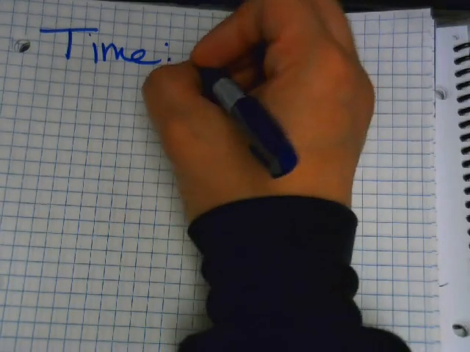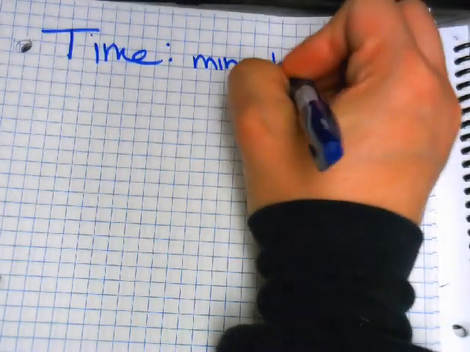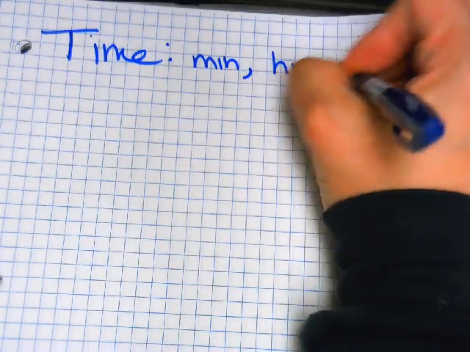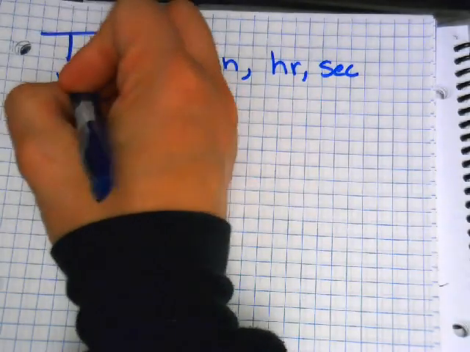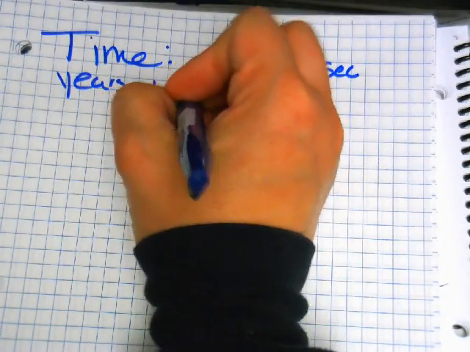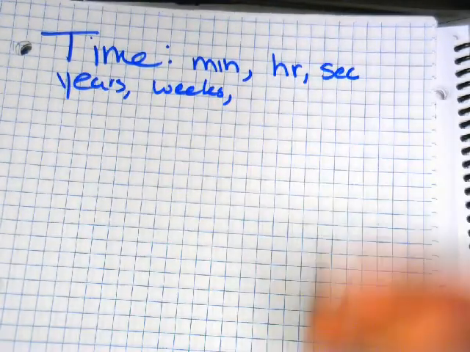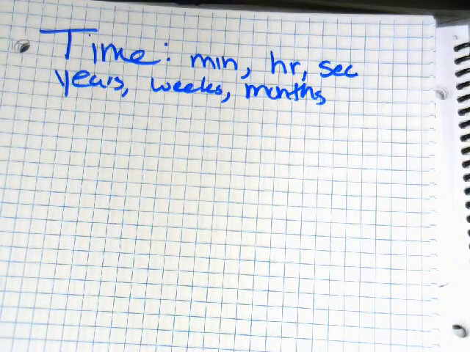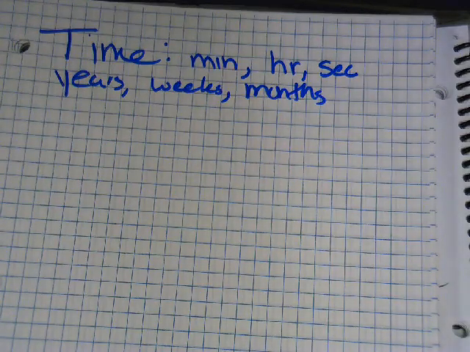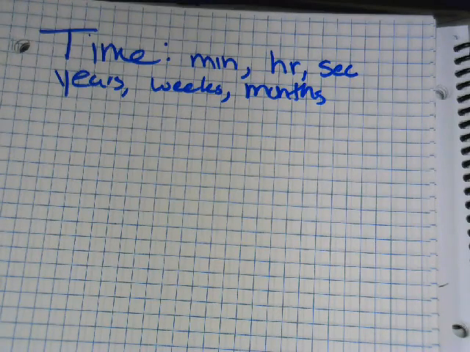What units do I use for time? Minutes, hours, decades, fortnights, century, years, weeks, seconds, months, milliseconds. It all depends on what we're measuring, right?